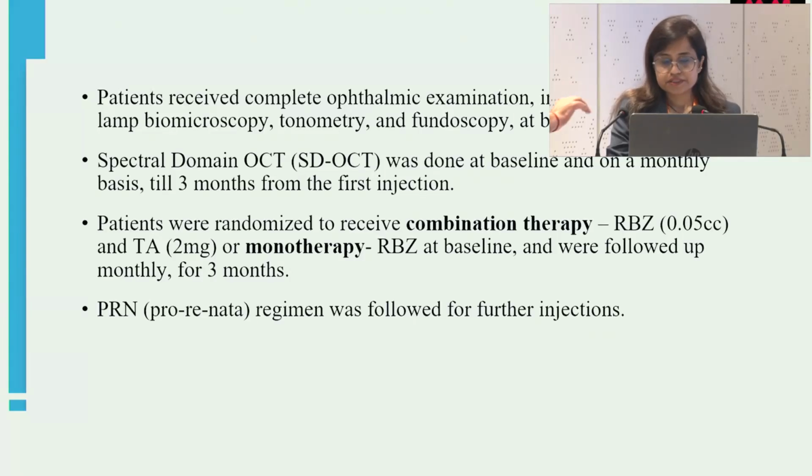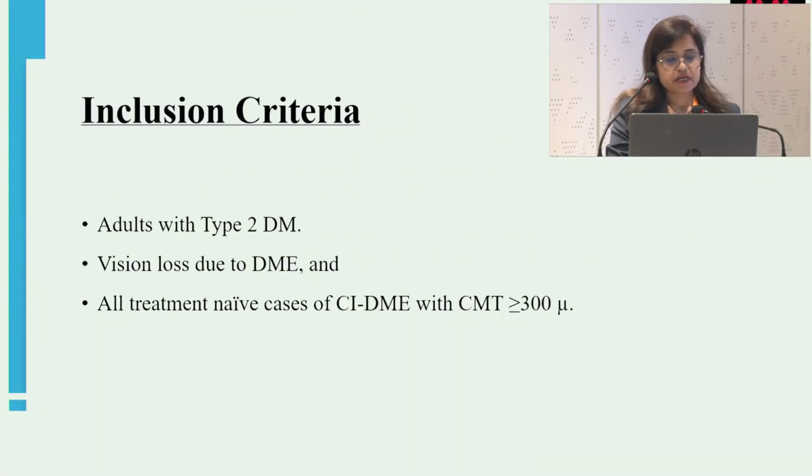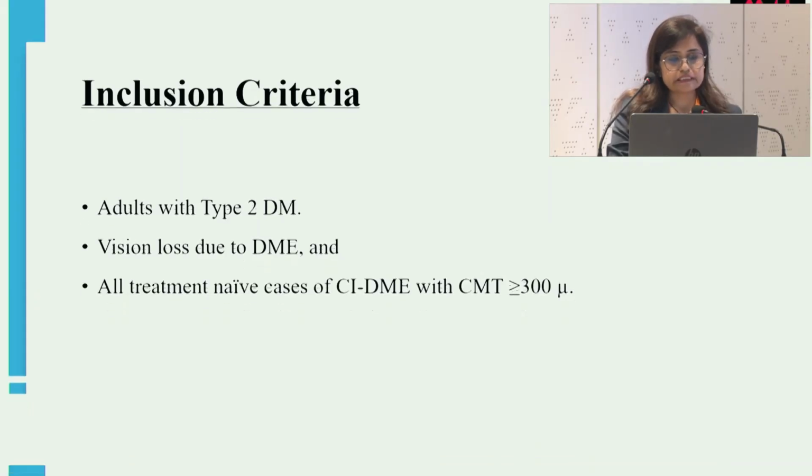And at baseline, patients were randomized to receive combination therapy, ranibizumab 0.05 ml and triamcinolone acetonide 2 mg, or ranibizumab monotherapy. PRN regime was then followed for further injections. Patients with type 2 diabetes with treatment-naive center involving DME with a central macular thickness of 300 microns were included.